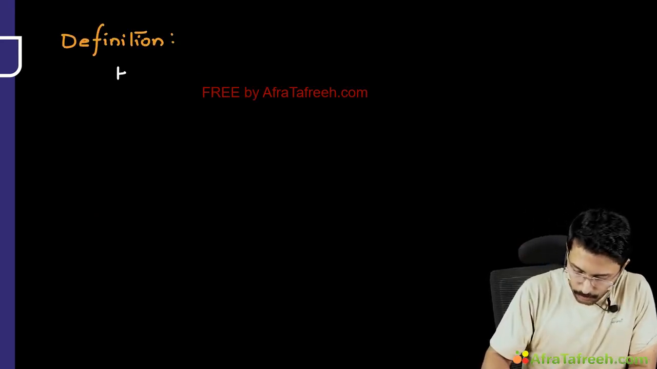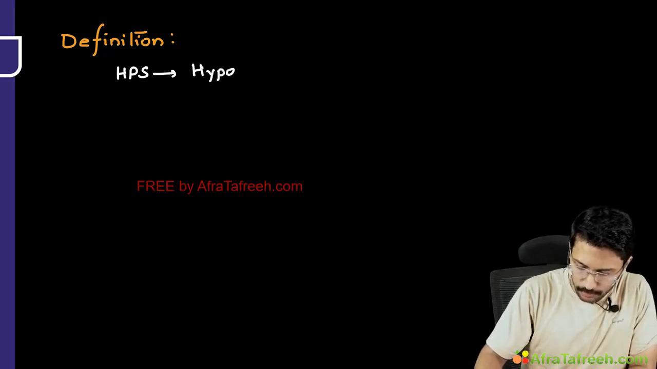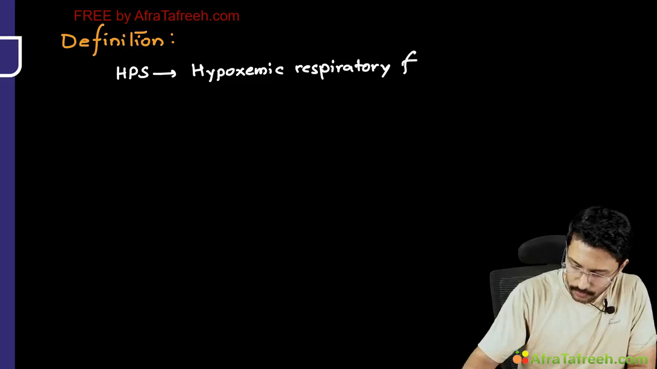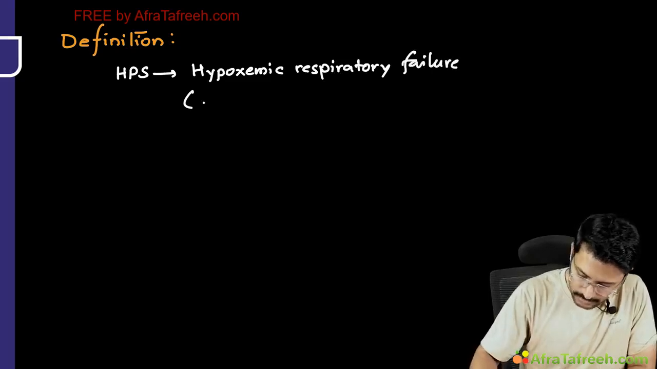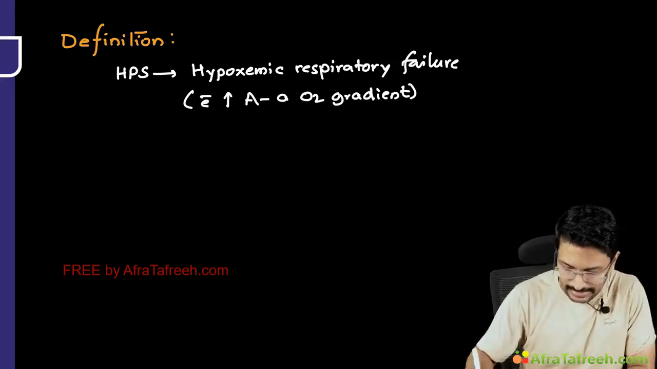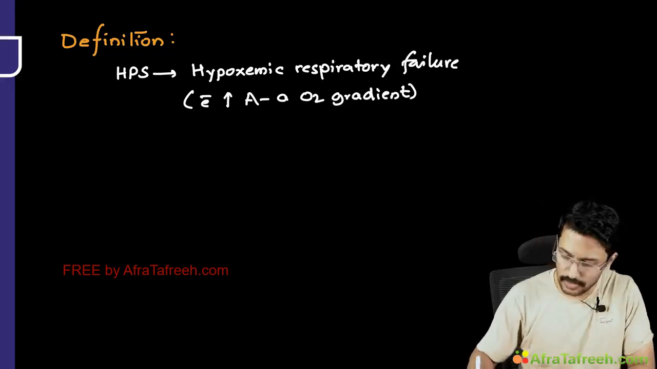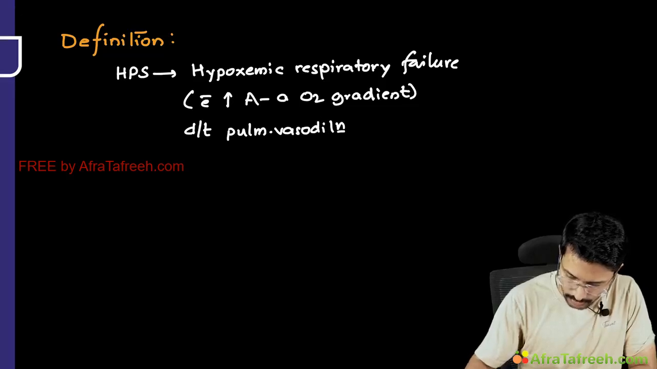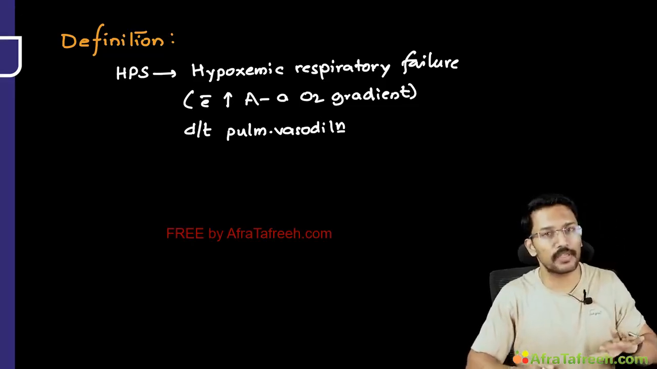By definition, hepatopulmonary syndrome is a condition where there is type 1 respiratory failure or hypoxic respiratory failure. Please remember, with increased alveolar arterial oxygen gradient, and this hypoxia and increase in alveolar arterial oxygen gradient is happening due to pulmonary vasodilatation. So this explains what is happening with respect to lung.